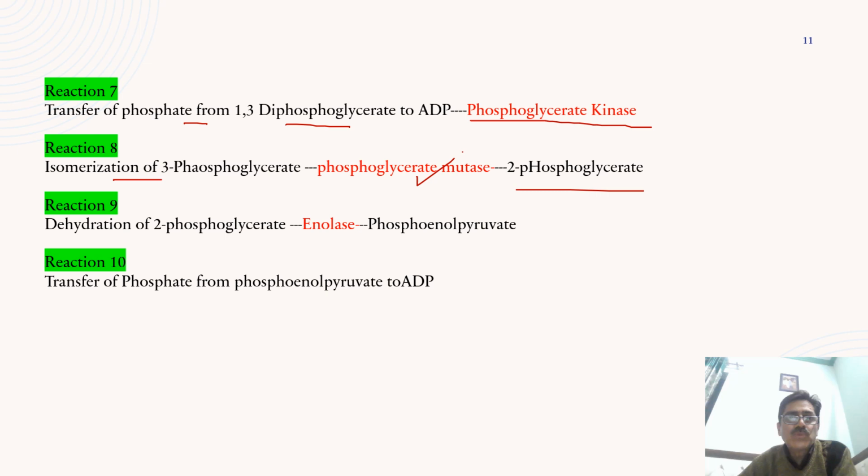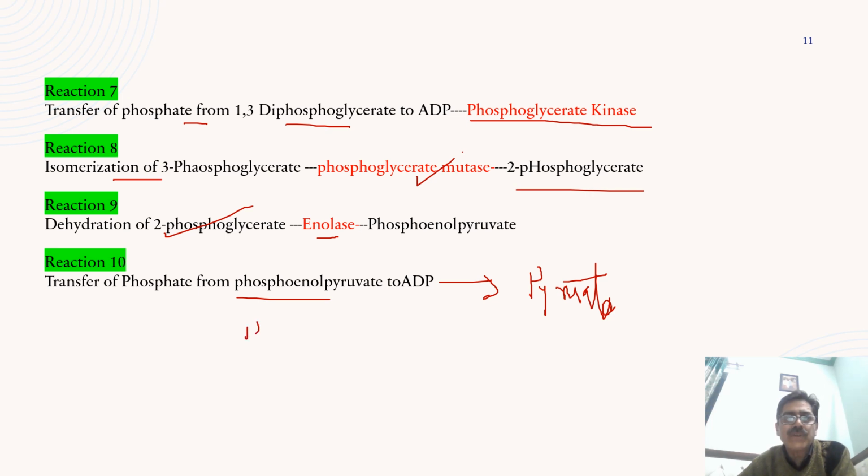Then 2-phosphoglycerate, which we got here, undergoes dehydration by which enzyme? Enolase enzyme. You get phosphoenol pyruvate. This last reaction, transfer of phosphate from phosphoenol pyruvate to ADP, here you get actually pyruvate. Now this very last reaction is irreversible. Here you get pyruvate molecule. This last reaction is an irreversible reaction.